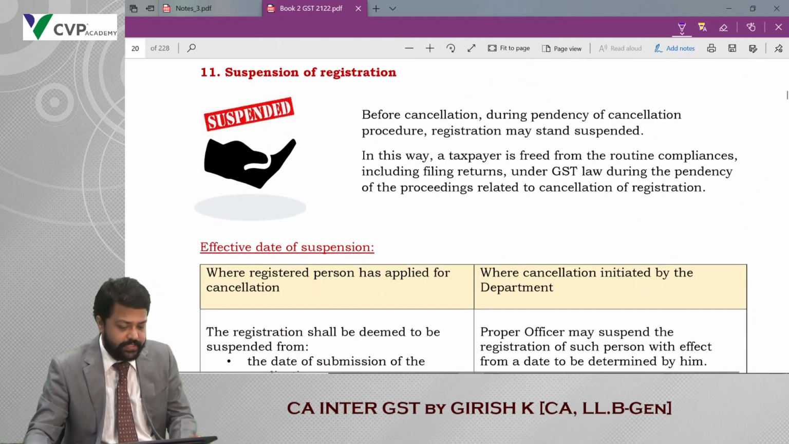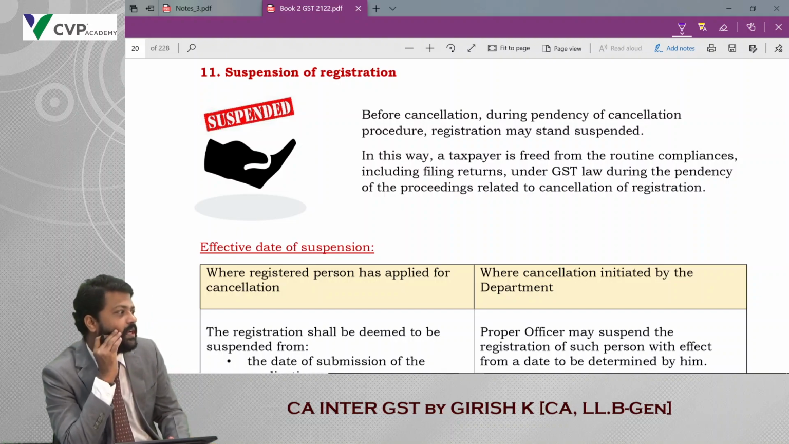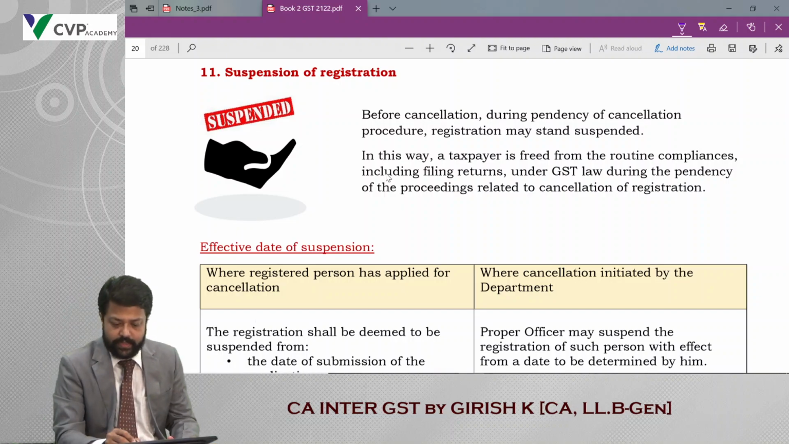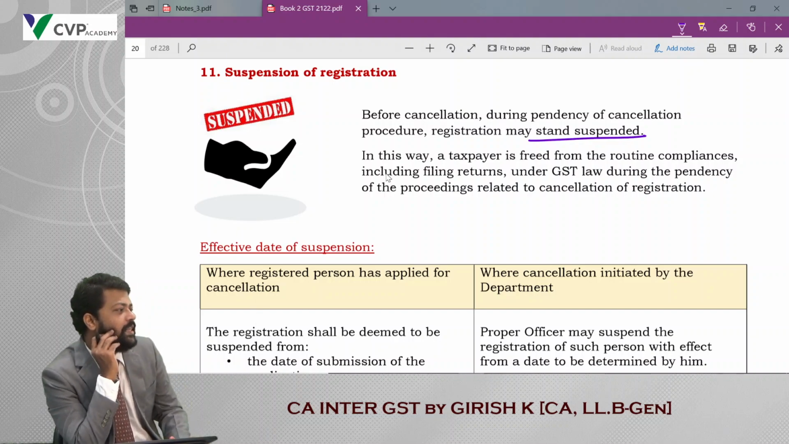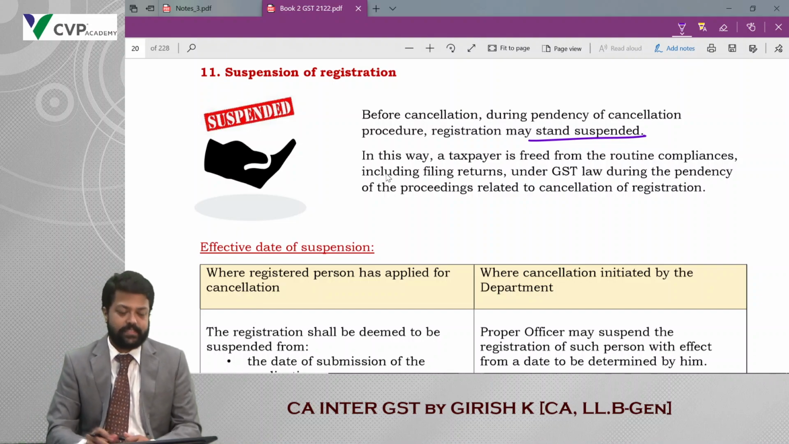Now suspension of registration. Before cancellation, during pendency of the cancellation procedure, registration may stand suspended. So this is an intermediary process. In this way, a taxpayer is freed from the routine compliances including filing returns under GST law during the pendency of the proceedings related to cancellation. So earlier there was a confusion. A person used to apply for tax cancellation.